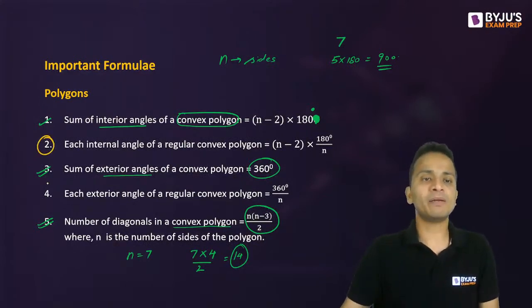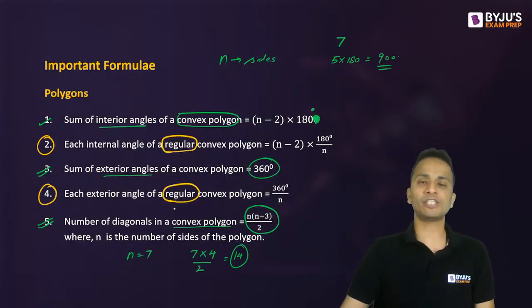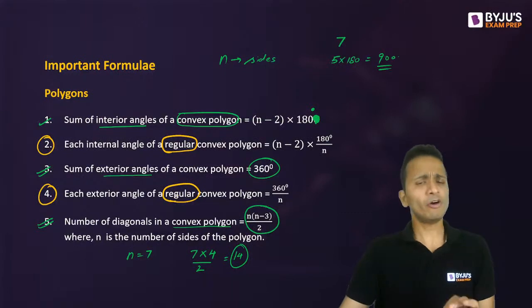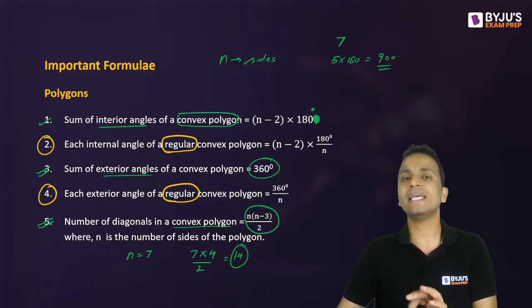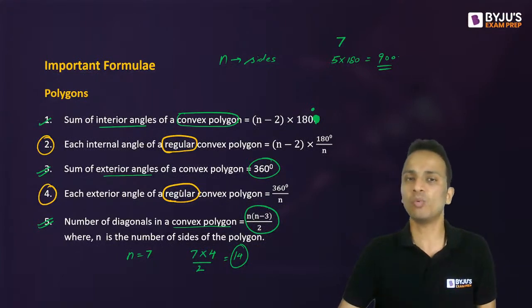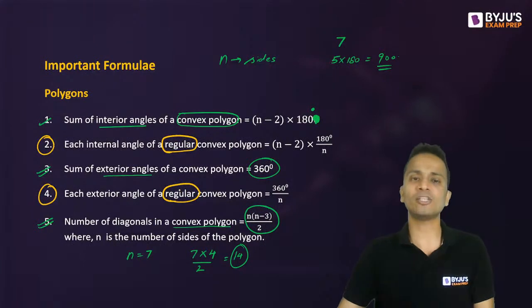Now looking at formula number 2 and formula number 4, which are specifically for regular polygons, regular convex polygons. Now regular polygon means all the sides as well as interior angles will be equal. So all sides and all angles will be equal. So that is called a regular convex polygon.